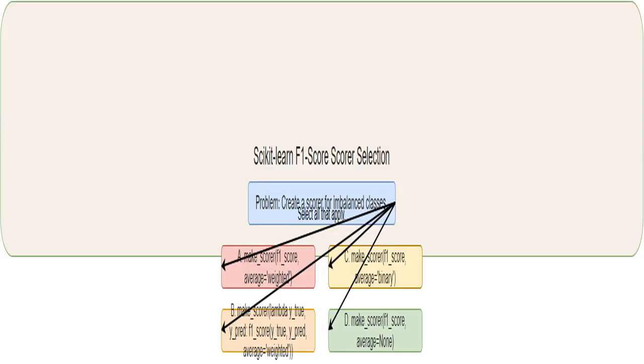This option directly uses the function with the average parameter set to weighted. This is exactly what I need, because it computes a weighted average of the F1 scores for each class. The weights are based on the number of instances in each class. This handles class imbalance well.